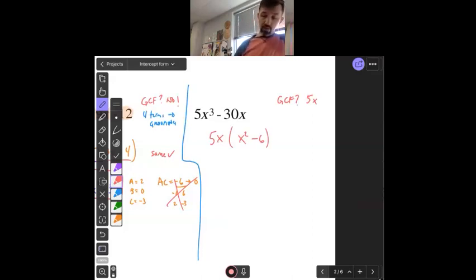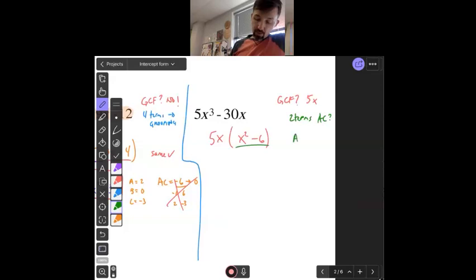Now I notice that there's 2 terms left, so I can't do grouping. Okay, so I'm looking right here. 2 terms means no grouping, which means I could try AC. Okay, that's a question. Can I do AC? It's not always going to be yes.